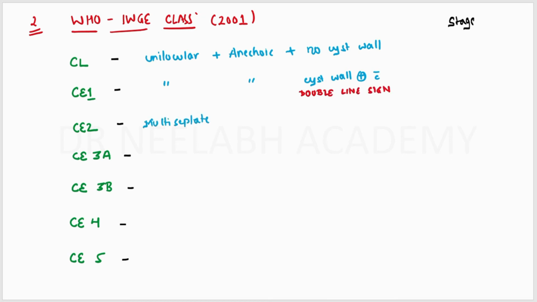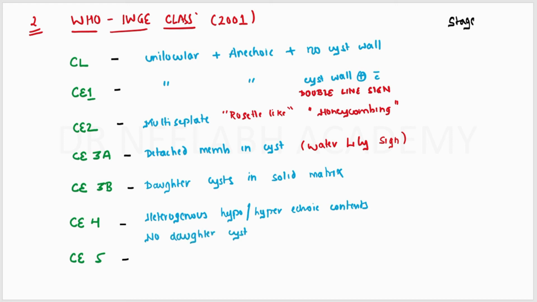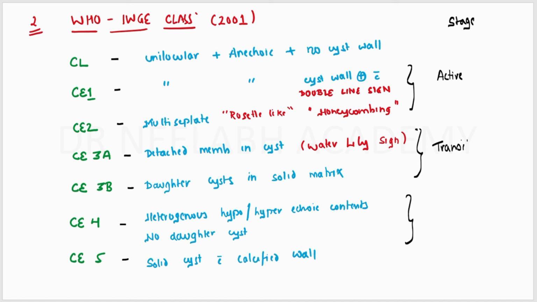We don't need to get into the details of these signs. CE2 stands for multiseptate, rosette-like or honeycombing cyst. 3A stands for detached membrane within the cyst that also has a water lily sign. 3B is when the daughter cysts are present in a solid matrix. 4 is when heterogeneous hyper or hypoechoic contents are present with no daughter cyst. 5 is a solid cyst with calcified wall. So 1 and 2 are the active cysts, 3 is the transitional cyst, 4 and 5 are the inactive cysts. Gharbi classification also corresponds to these classes in this form, but that is not important.